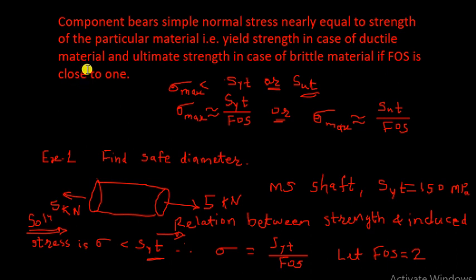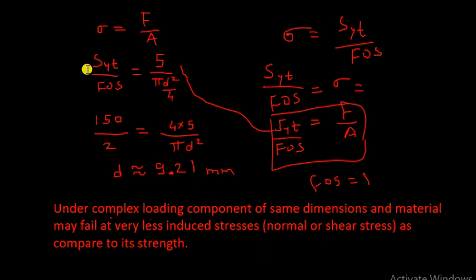And in case of complex loading, we will get a very low strength. Under complex loading, a component of the same dimensions and same material may fail at very low induced stresses, whether shear or normal stress, as compared to its strength in the normal stresses, or whatever strength we have found from the universal testing machine.